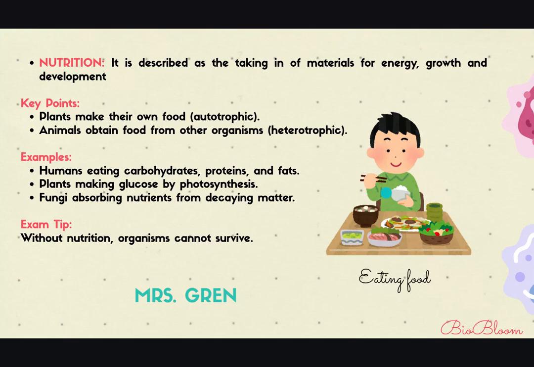Humans, as an example given over here, eat carbohydrates, proteins, and fats to ensure our nutrition. And then plants make glucose. So what type of food do plants make? They make glucose by the process of photosynthesis. So photosynthesis is a process that makes glucose for plants, and this is the food that plants consume. Then another example would be fungi, which absorb nutrients from decaying matter.